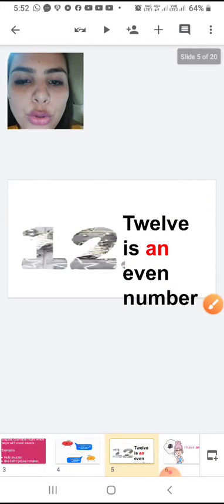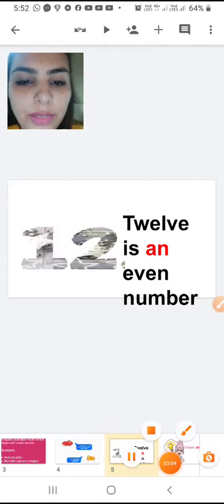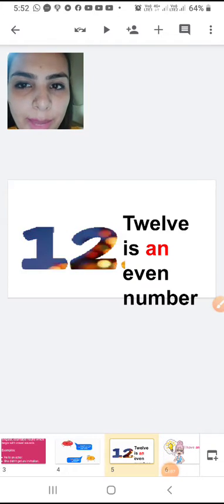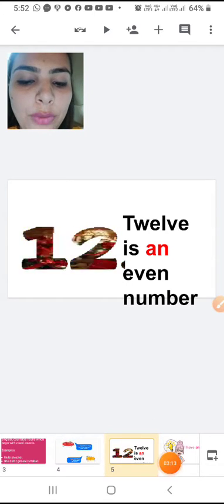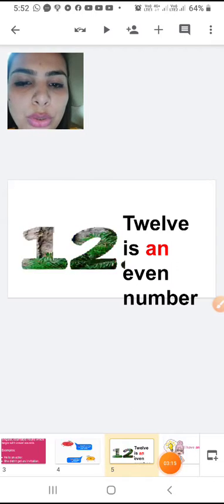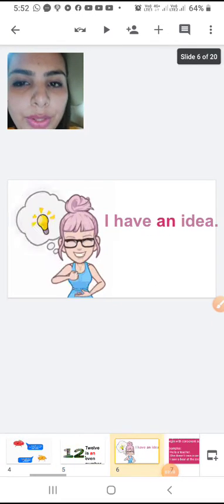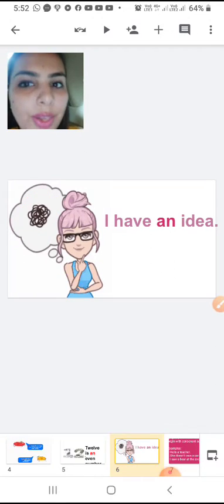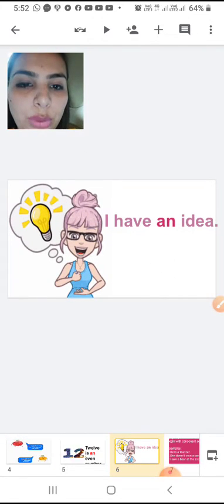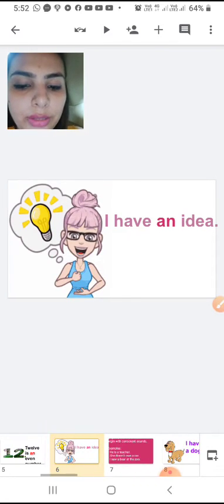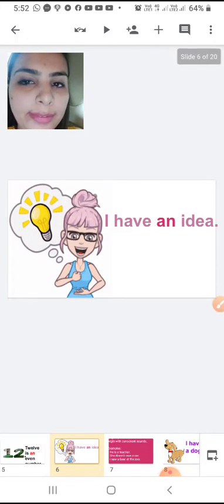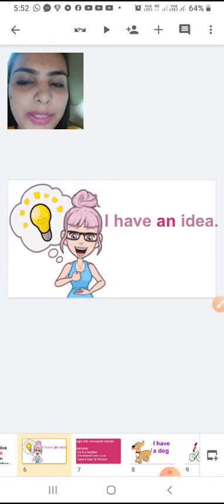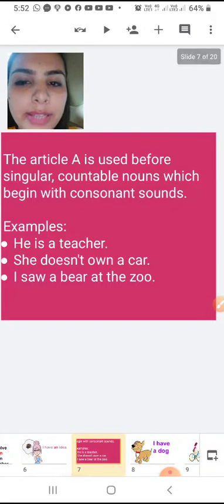Now see the next. 12 is an even number. Here again we use an before even because even starts with the letter e, and e is a vowel. Next is I have an idea. Here again we use an before idea because idea starts with the letter i, and i is a vowel. This is all the revision about the article an.